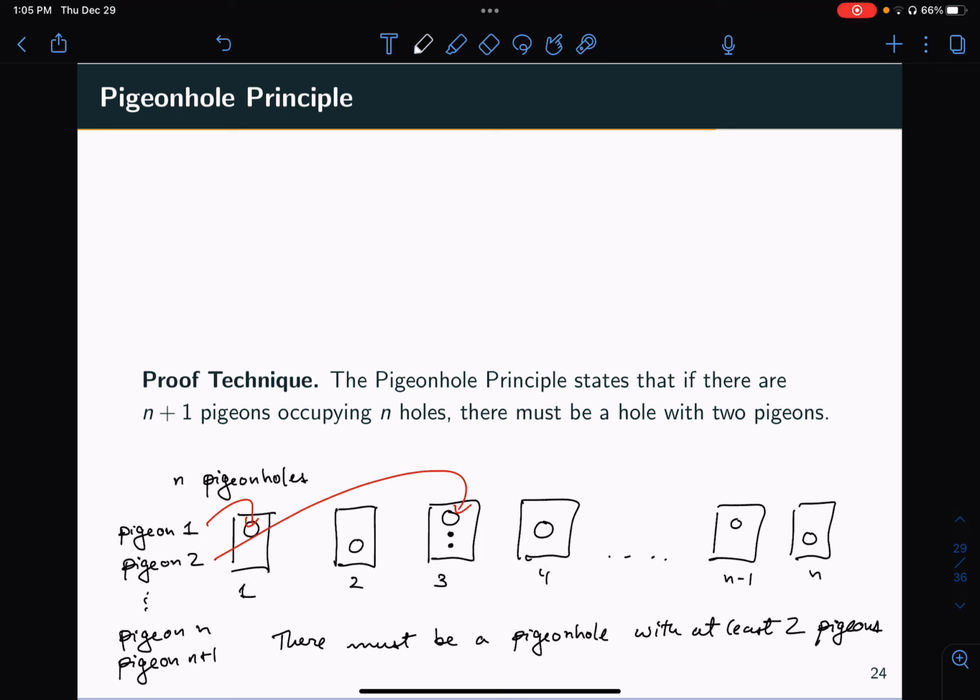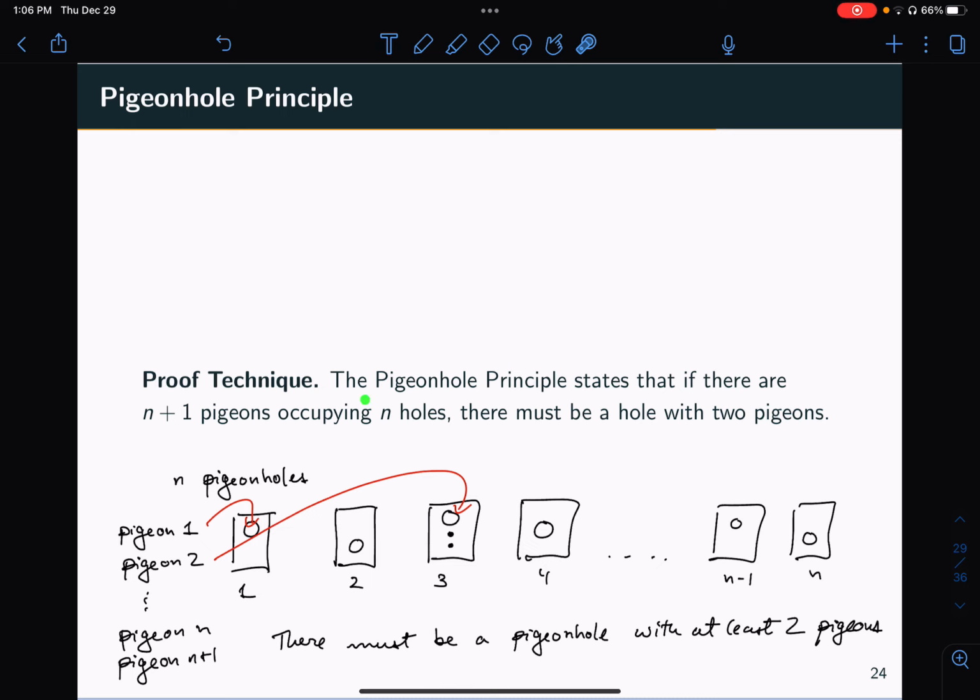But note, the pigeonhole principle doesn't say that there is exactly one pigeonhole with exactly two pigeons, right? That's not what it's saying, because you could think of a scenario where all of the pigeons want to sleep together because they're a whole big family, and so they all go in the same pigeonhole. Let's say pigeonhole 1, right? But that doesn't invalidate the pigeonhole principle, because what it says is that if there are n plus 1 pigeons, okay, and you have n pigeonholes, right?